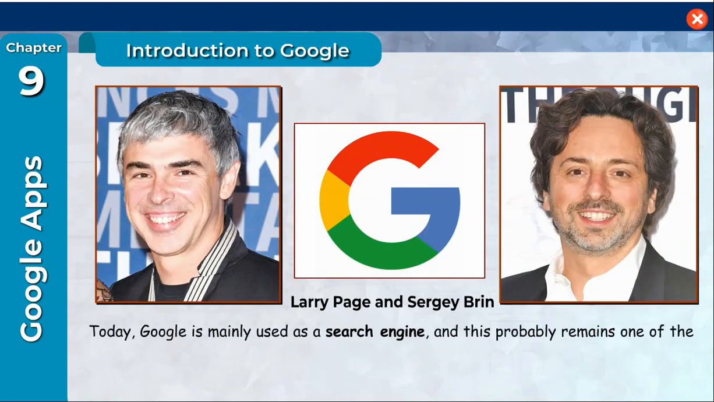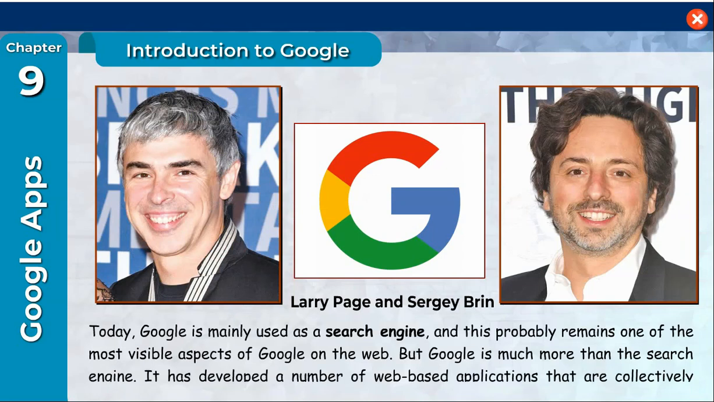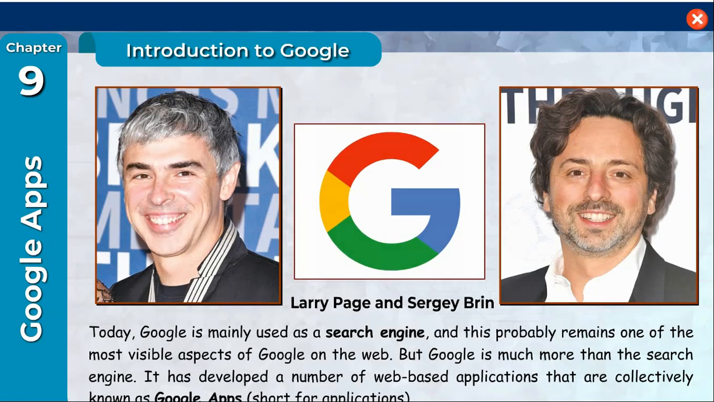Today, Google is mainly used as a search engine, and this probably remains one of the most visible aspects of Google on the web. But Google is much more than the search engine. It has developed a number of web-based applications that are collectively known as Google Apps, short for applications.